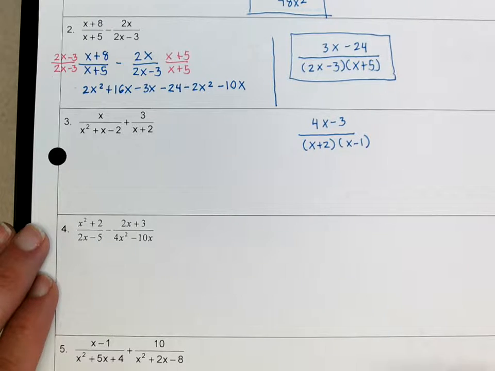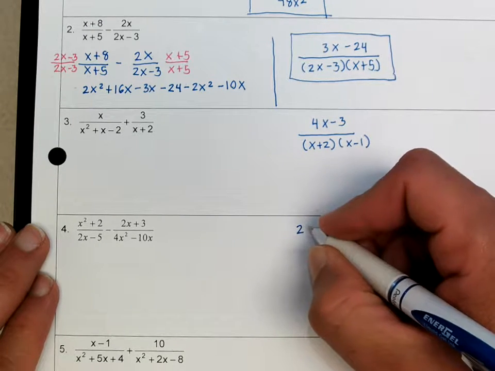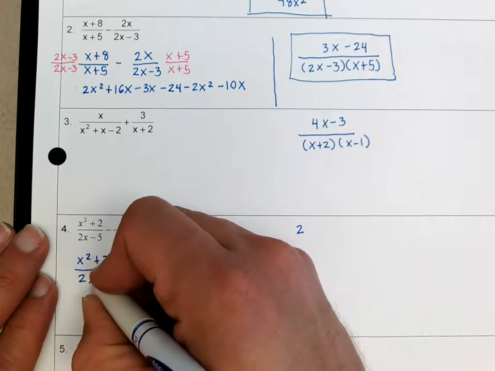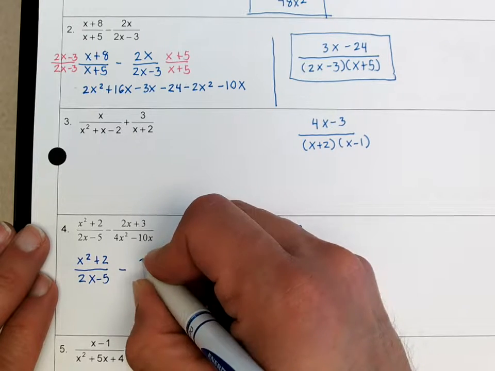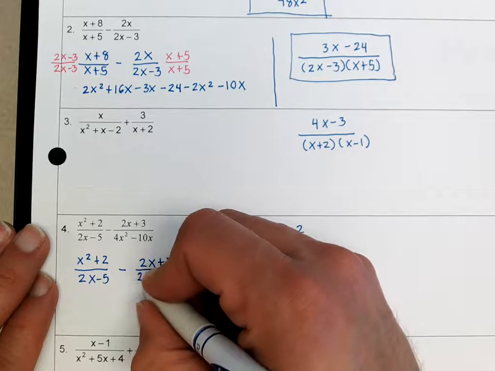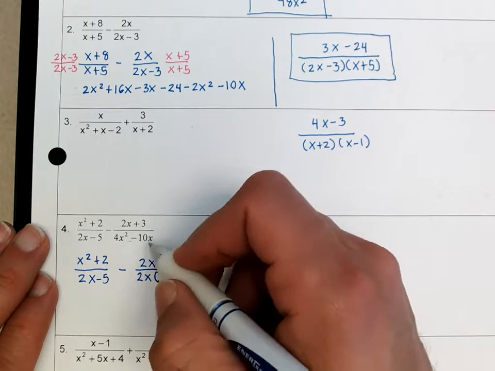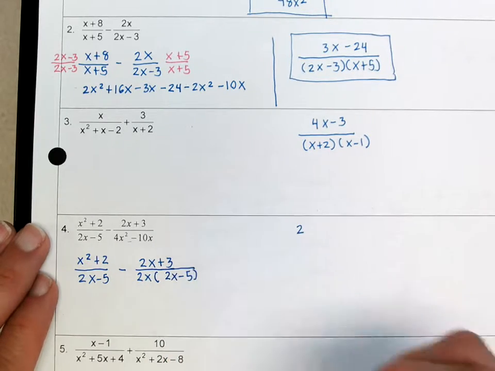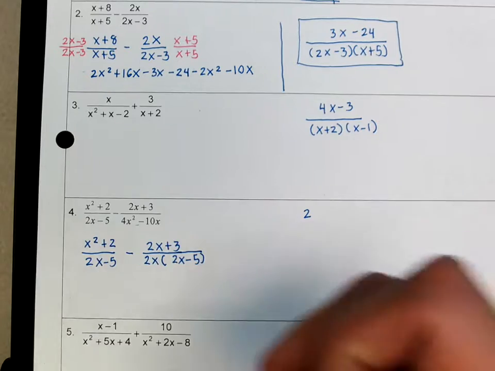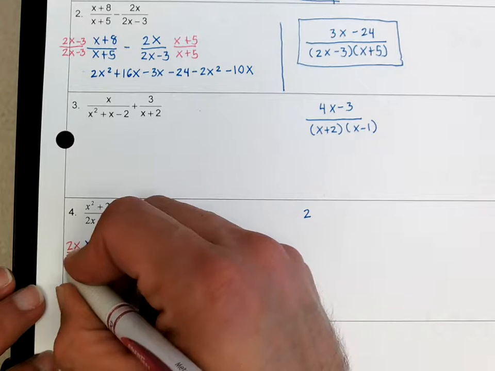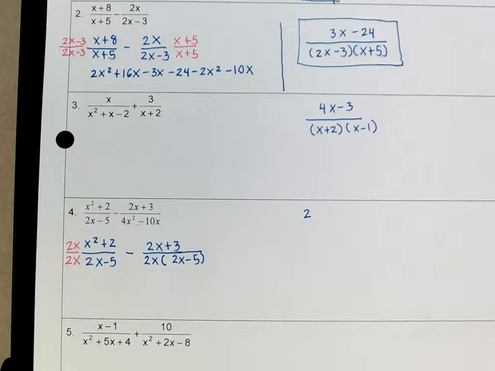Let me see number 4. Same idea here. At least I will help you factor this. Okay, 2x plus 3 over, if you factor a 2x, I have a factor of 2x here. We got 2x minus 5. Which means that you're missing a 2x. You're missing a 2x top and bottom here. Alright, so make sure you're able to do that.